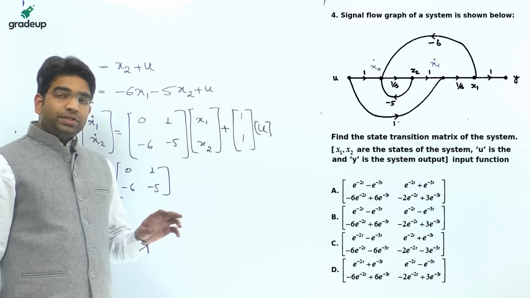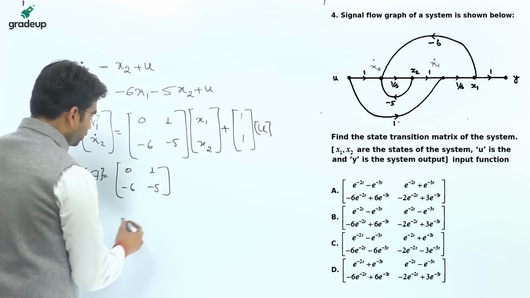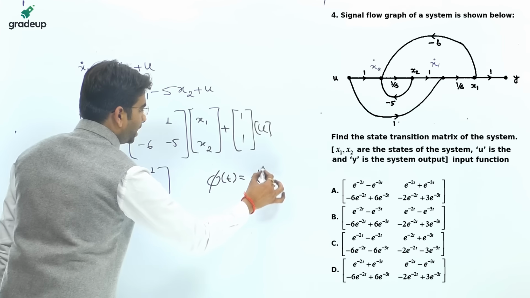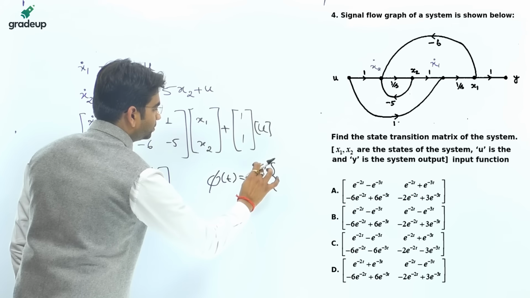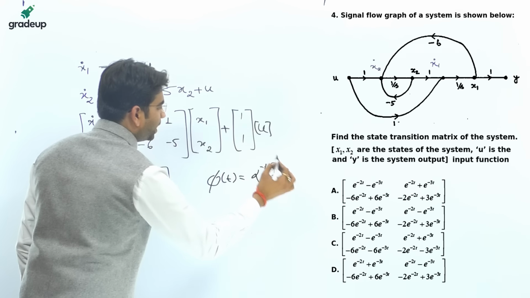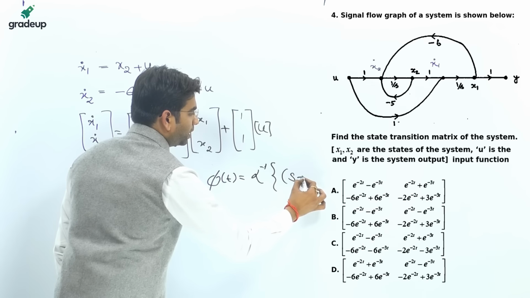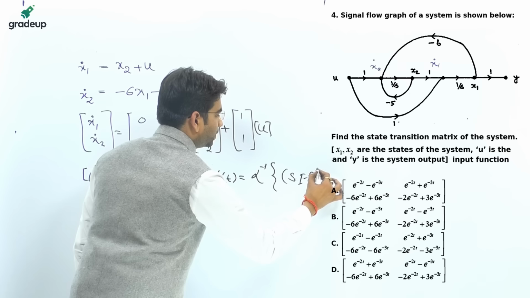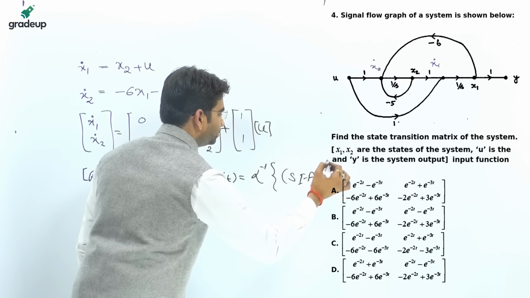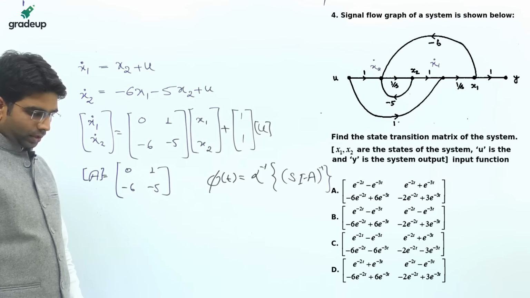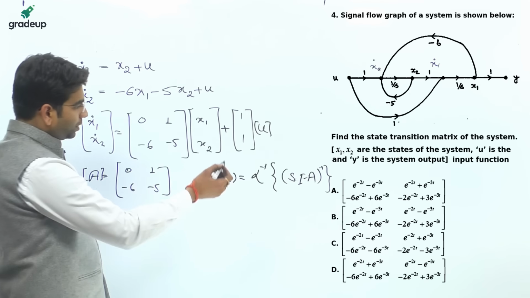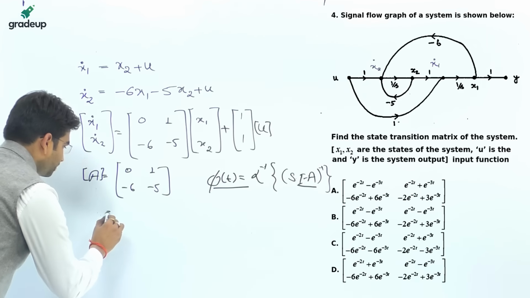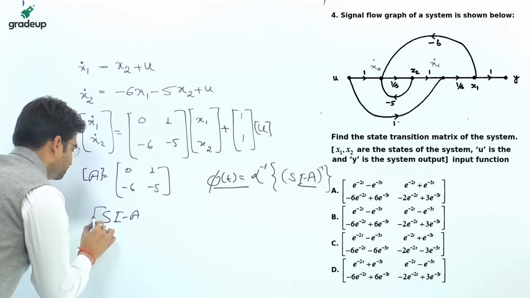For the state transition matrix, what you have to do, the state transition matrix is phi of t, which is equal to the Laplace inverse of (sI minus A) inverse. The A matrix came to you. What is sI minus A?